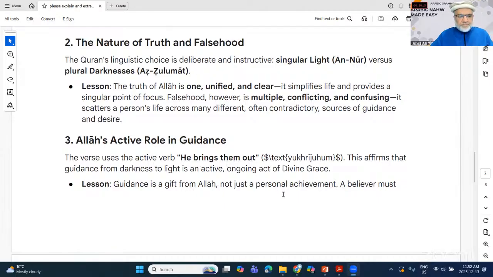Sorry about that. So the verse uses the active verb: He brings them out, Yukhrijuhum. This affirms that the guidance from darkness to light is an active, ongoing act of divine grace. Now, by the way, are we always in the light, or do we also drift back into darkness sometimes? Yes, we drift to and fro sometimes. So again, it's a constant effort. It's a constant struggle, right?